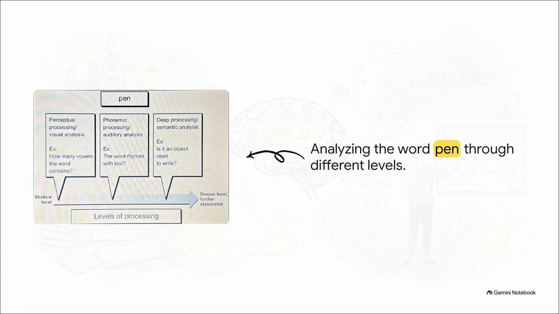Let's apply this to a super common everyday classroom example using the simple word pen. If you ask a student, how many vowels does it have? That's shallow perceptual processing. If you step it up a notch and ask, does it rhyme with 10? Well, that's intermediate phonemic processing. They're analyzing the sound. But if you ask, is it an object used to write? You are forcing deep semantic analysis. They actually have to think about what the word means in the real world.